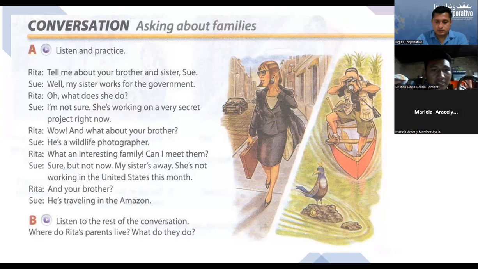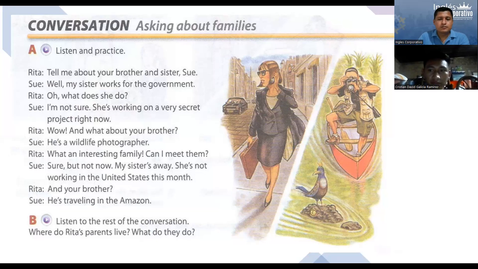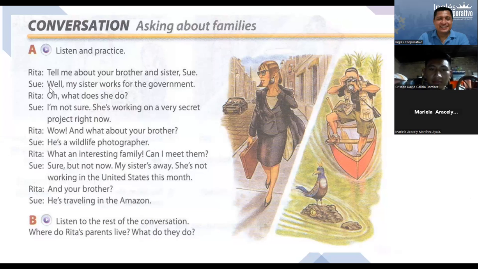Tell me about your brother and sister, Sue. Mariela, creo que ha perdido conexión. Mariela, ¿me escucha? Hello, hello. Sí, ¿se me escucha? Es que se me va la señal. Oh, okay, I'm sorry. Well, my sister works for the government. Oh, what does she do? I am not sure. She's working on a very secret project right now. Wow, and what about your brother? He's a wildlife.